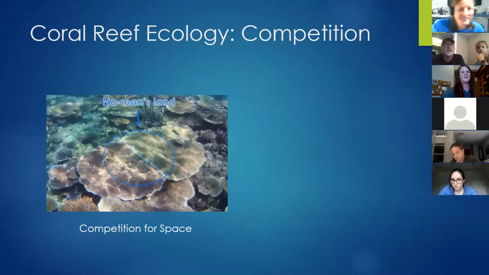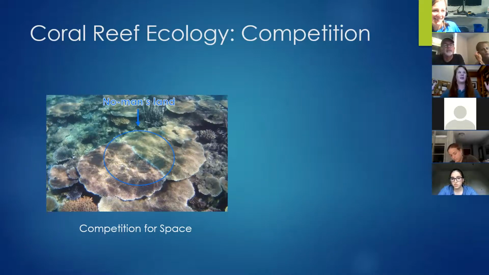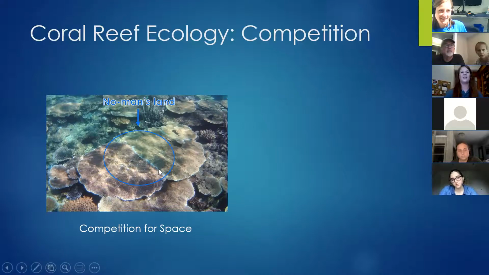So we can actually see 2 plate corals here that have started to grow into one another. And you see this white line down the center of them. This is called no man's land. This is just dead coral skeleton, and it's delineating where one colony ends and the other begins.